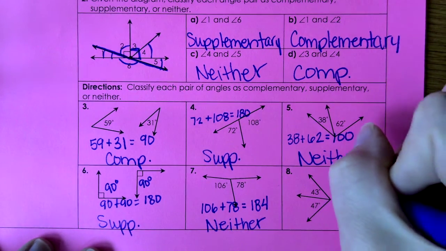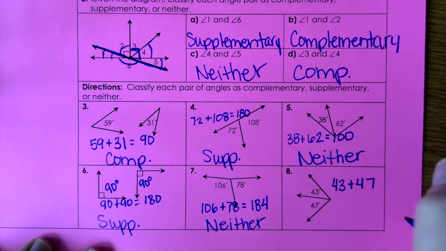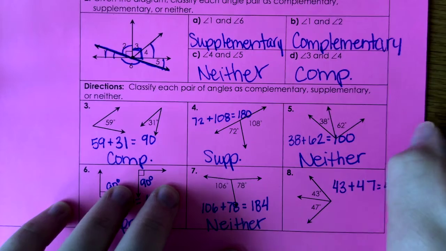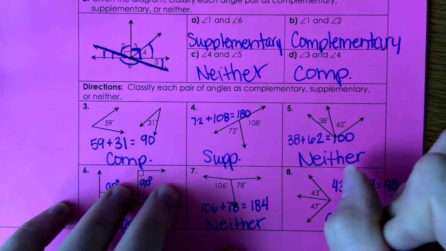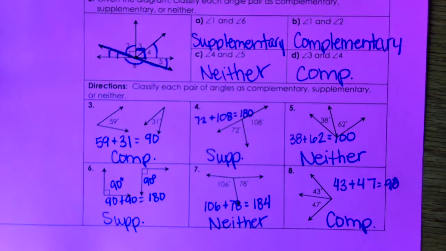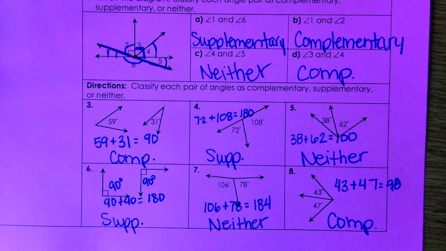So then I have 43 plus 47, which equals 90. And so what kind of angle is this? Complementary. That's the last word. Okay, what questions do we have so far? None?